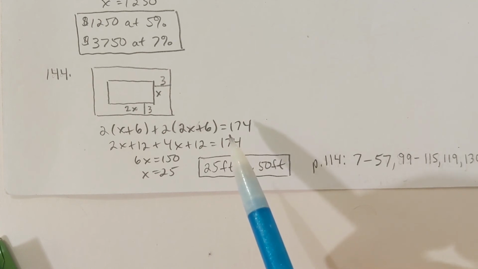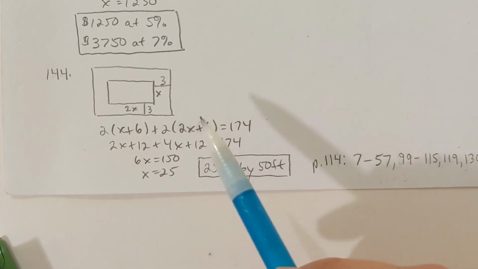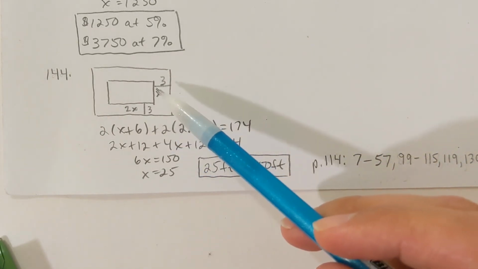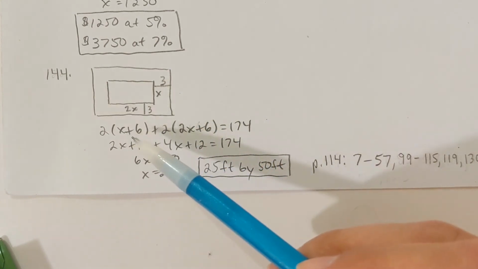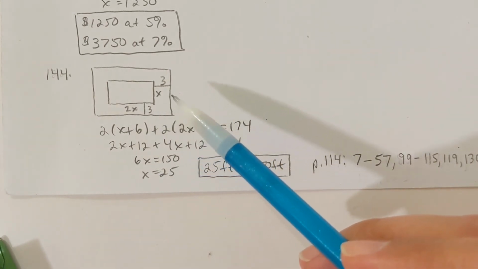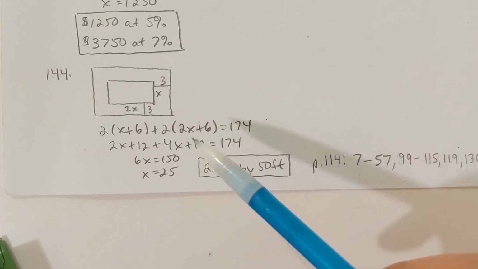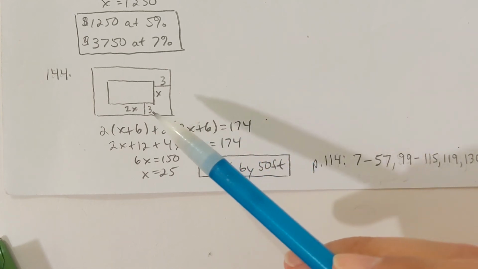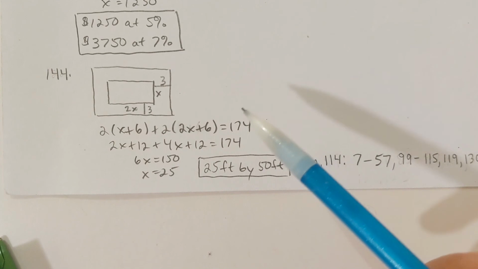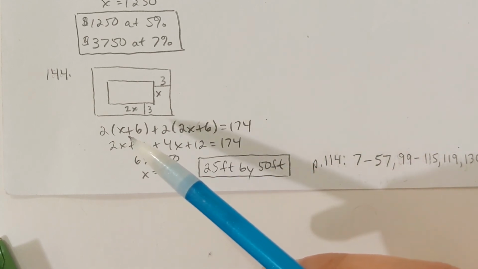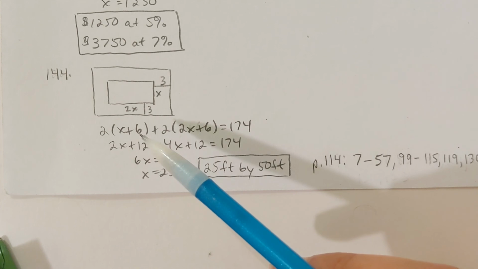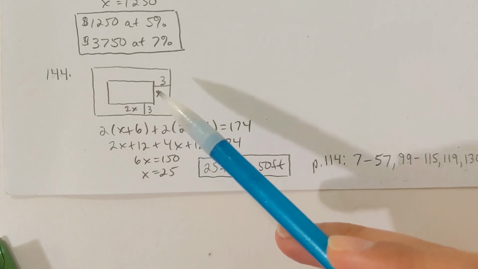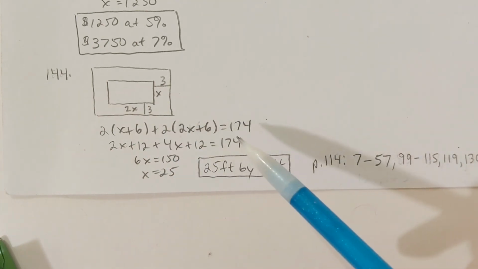perimeter. So the perimeter of a rectangle is, well, we got 2 times x plus 3 plus 3 is 6, x plus 6, 2 of them, plus 2 times 2x plus 6 equals 174.